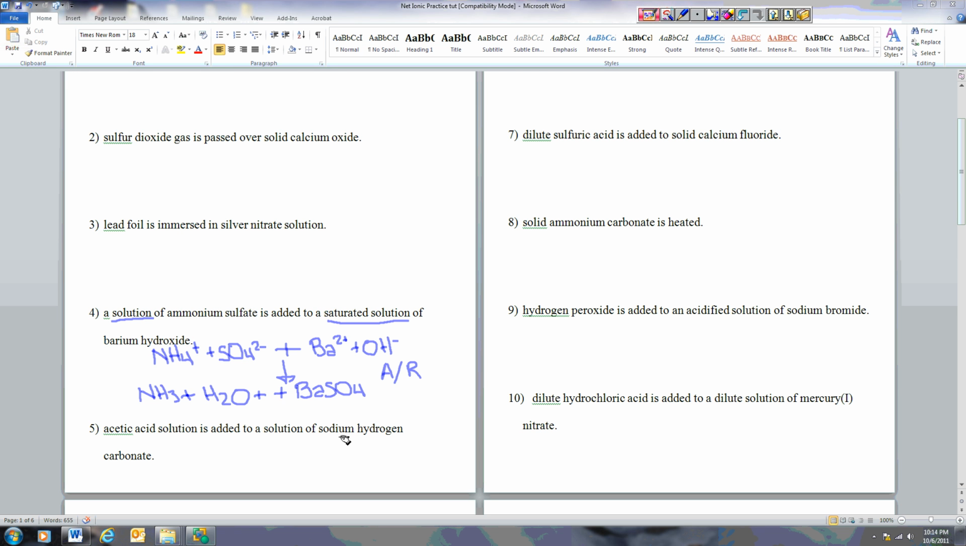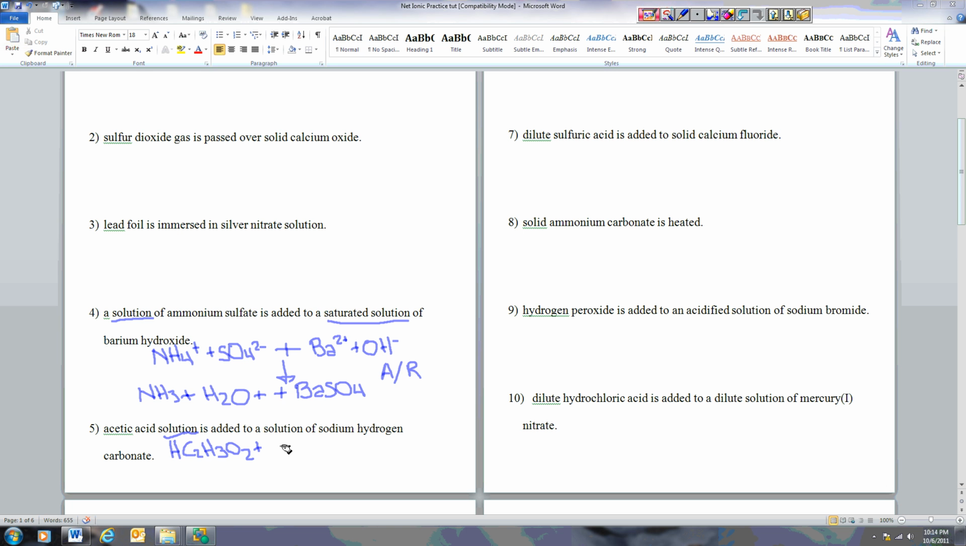That can happen. Alright, acetic acid solution added to solution of sodium hydrogen carbonate. So acetic acid, it's a weak acid, so we do not break it apart. Strong acids, you dissociate. Weak acids, you do not. So you have to memorize your 7 strong acids and understand that everything else cannot be broken apart. Solution of sodium hydrogen carbonate. Now you notice the solution here too, so you would think that you break it apart. Not in this situation. With acid-bases, even if they say the word solution, still try to figure out if it's a strong or weak acid and then break it apart if you need to.